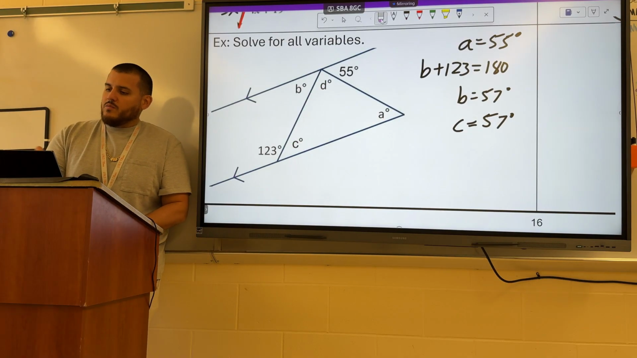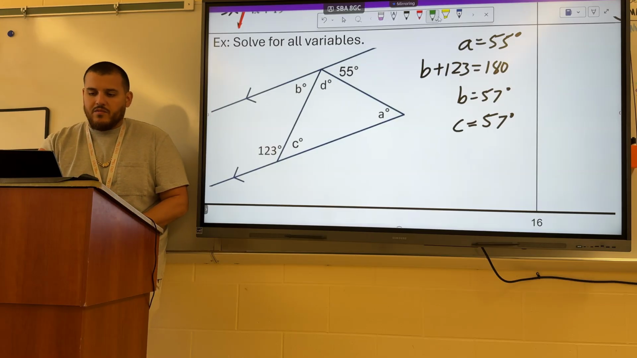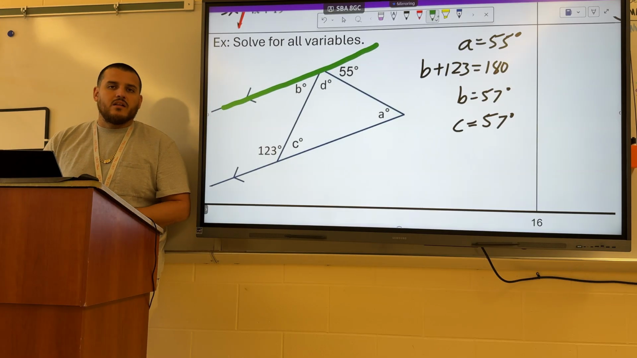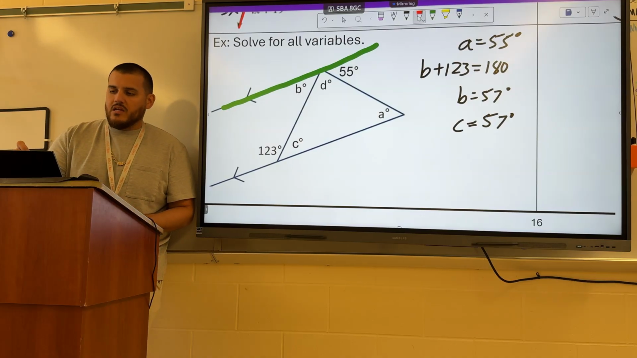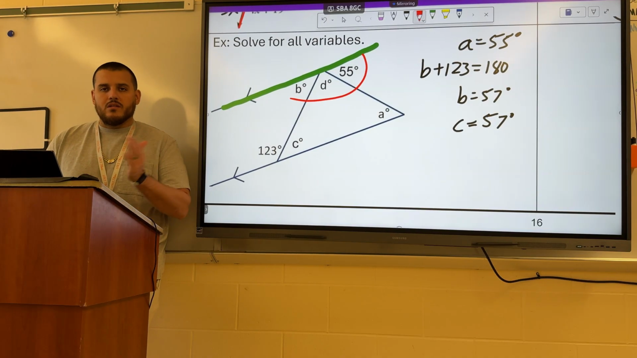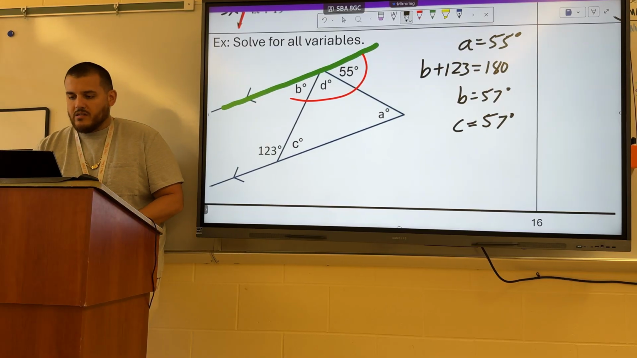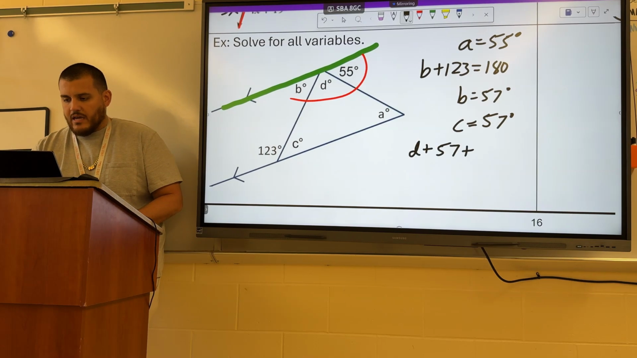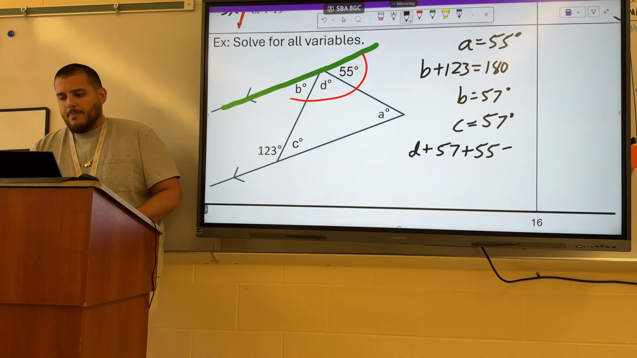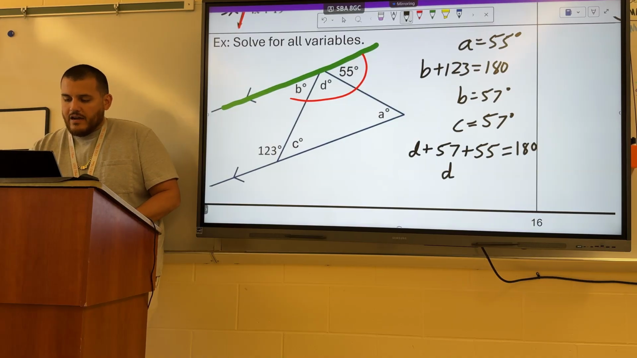The last one requires some of our previous knowledge to solve for D at the top of our triangle. We should know that any straight line is a total of 180 degrees. Those 3 angles up there are all on one side of that straight angle, therefore they have to add up to 180 degrees. So D is my only unknown variable left. I already found out that B is 57, and when I add all of those together, they all have to add up to 180 degrees. That 57 and 55 are going to combine to give me 112, and when I subtract that 112 from both sides, I'm going to get 68 degrees for D.